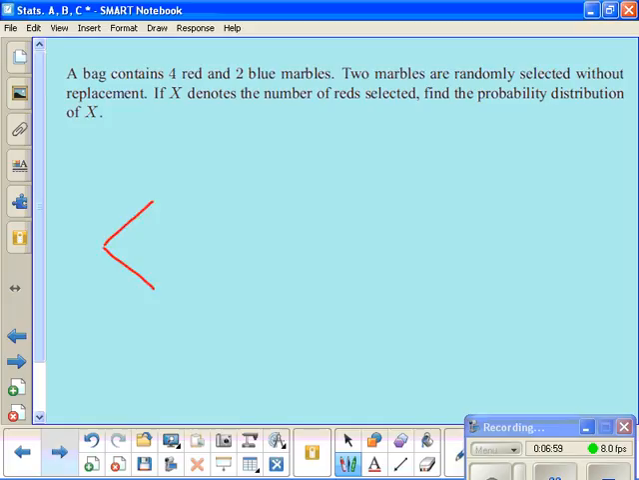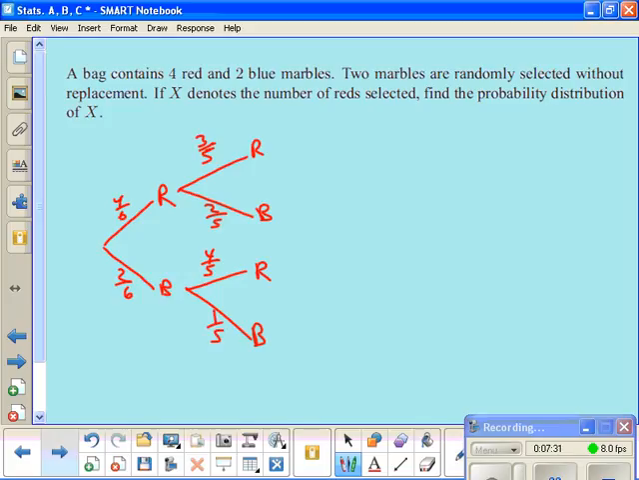We're going to select 2 marbles. And we have red and blue. And it's without replacement, so in other words, dependent. Red and blue, red and blue. And if I multiply those, let's see, this is 4/6, 2/6. And over here, it's going to be 3/5, 2/5, because it's compound probability or dependent probability.